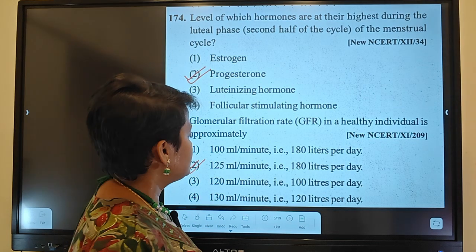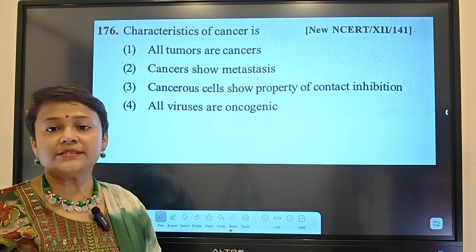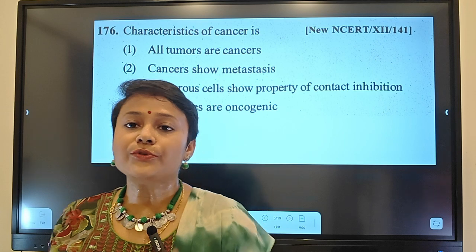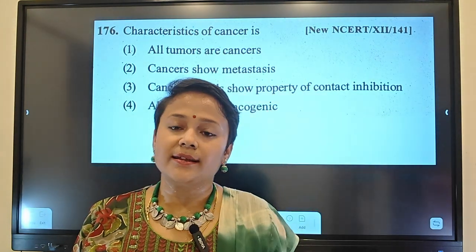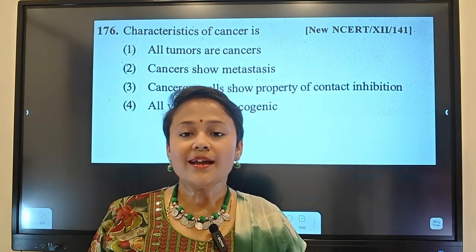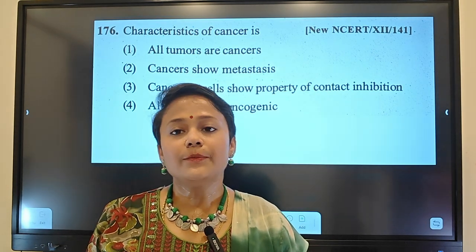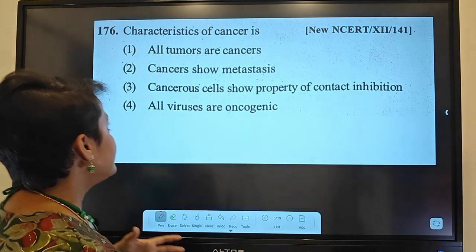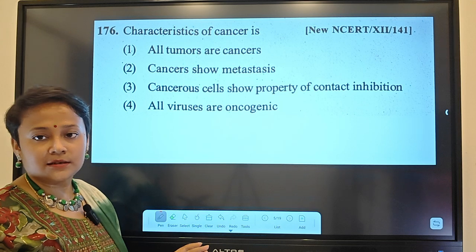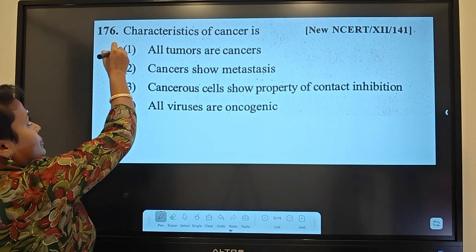Coming to the next one, characteristics of cancer. Before cancer, we have to know about tumor. Tumor can be of two types, right? Benign and malignant. A benign tumor is confined to a place, but a malignant tumor has the property of metastasis, and this malignant tumor is called cancer. So if we discuss cancer, we cannot say that all tumors are cancer, because tumors are of two types, benign and malignant, right? So this will not be the answer.